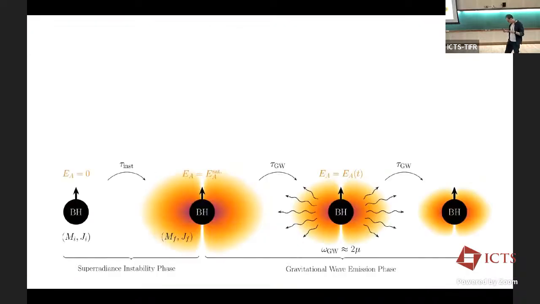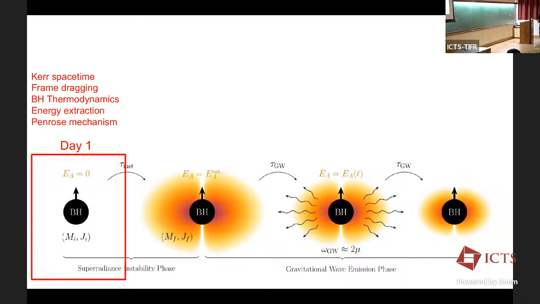Okay, so as I mentioned, the rough outline is the following. You start out with a Kerr black hole that has some particular mass and some particular spin. And so hopefully today, I'll briefly summarize the Kerr spacetime and kind of outline the most important bits that you need to know about Kerr. These include frame-dragging things, but also black hole thermodynamics, which will be very useful in understanding energy extraction, and ultimately the Penrose process, which is basically kind of a particle version of black hole superradiance.